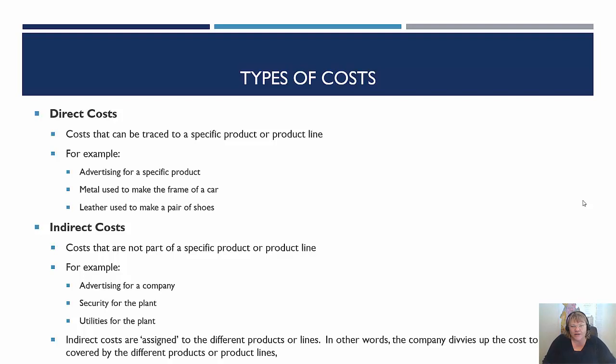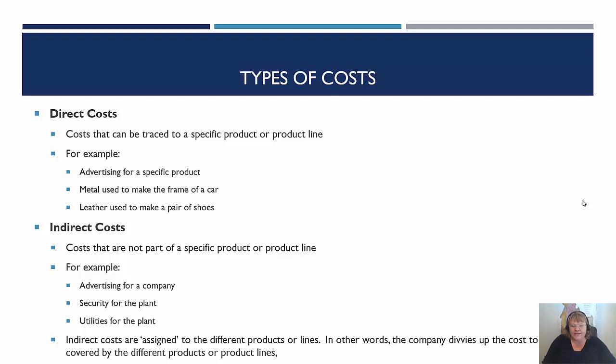Now, the indirect costs are a little more difficult, and these are costs that are not part of a specific product or product line, like the advertising for Apple. For example, advertising for a company, security for a plant. Now, these are things that we have to have, but they're not specific to an individual product. And then utilities for the plant. Those are a little harder to pinpoint down also.